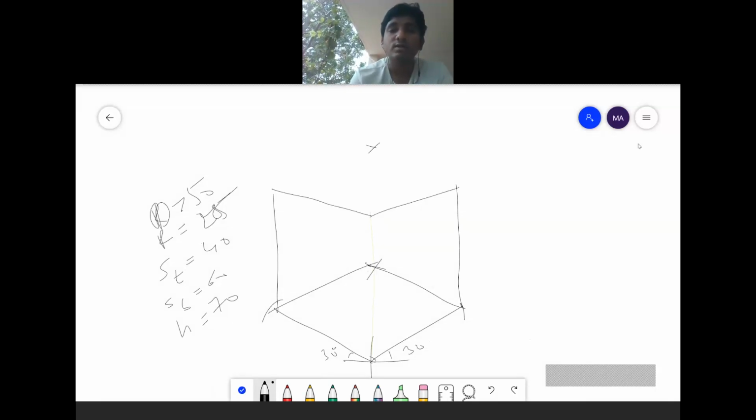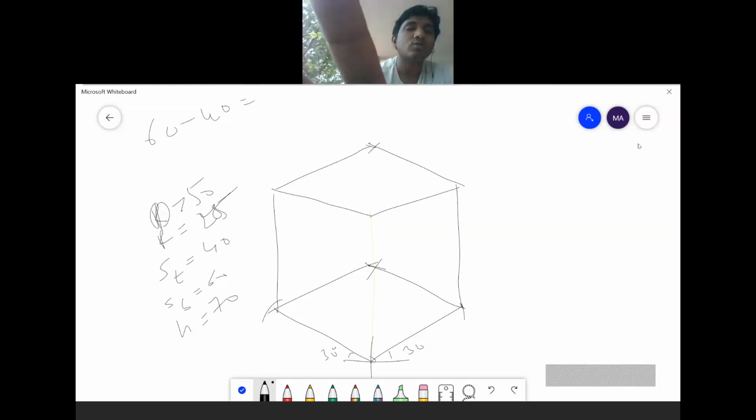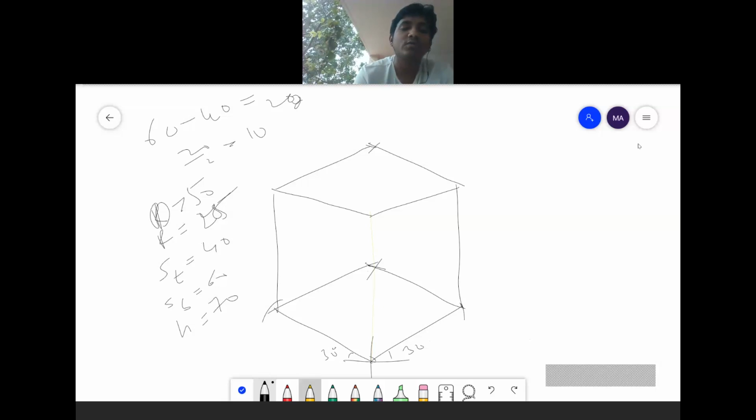I will cut 60, 60 here. After cutting this one, the top side is how much? 40 mm. So I need to reduce 60 minus 40, 20 mm I need to reduce. 20 mm means 20 by 2, 10 mm I have to reduce from each side.